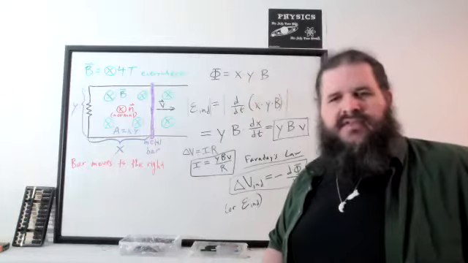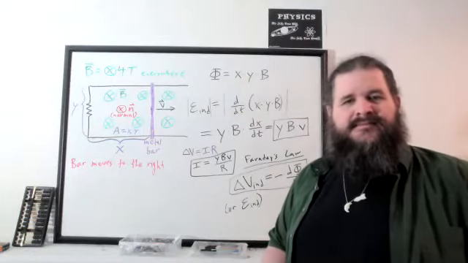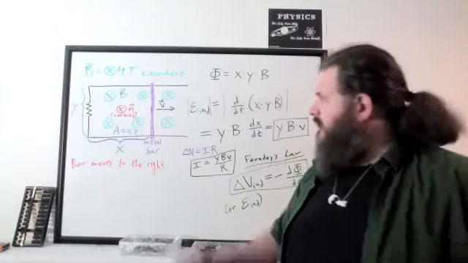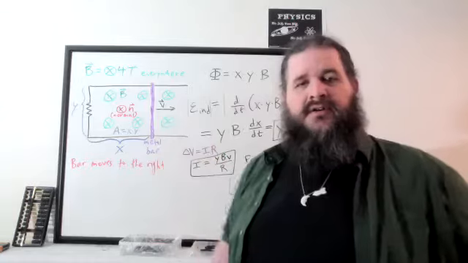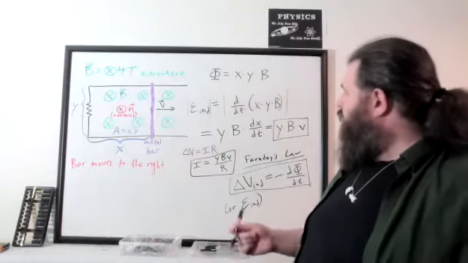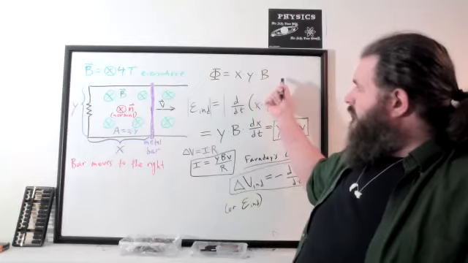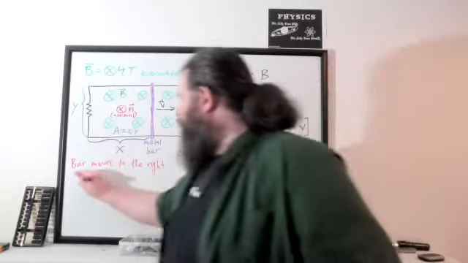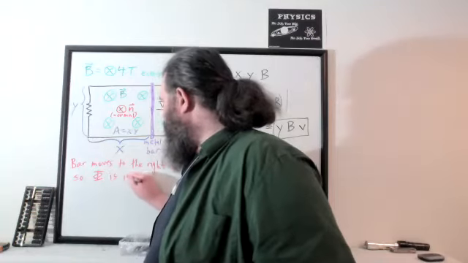So that means the flux is increasing or decreasing? Yeah, flux is increasing. As we move the bar to the right, the area is getting larger and larger. Area getting larger and larger, the magnetic field staying the same and angle not changing either means flux is increasing.